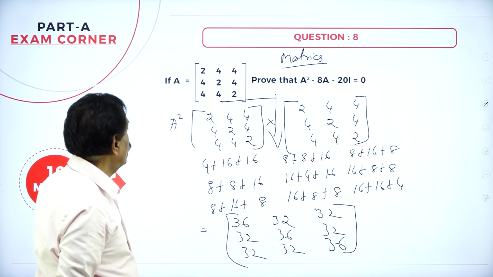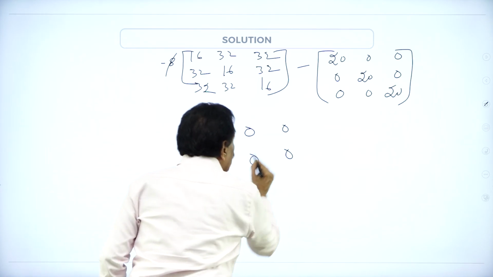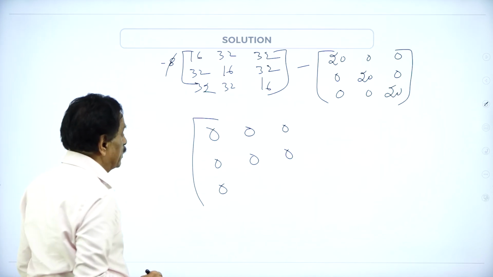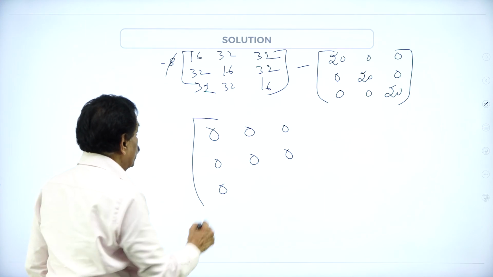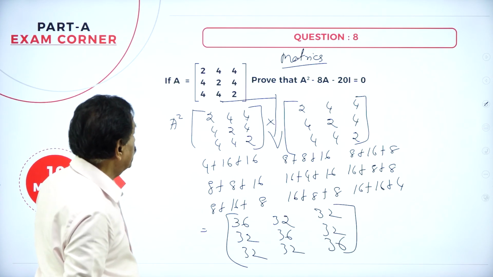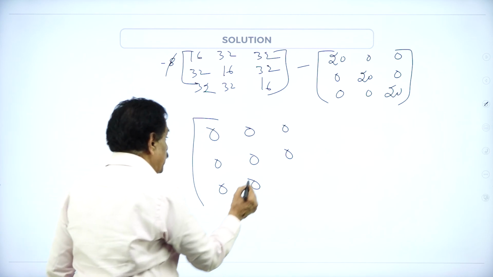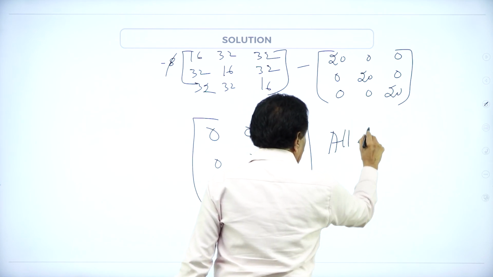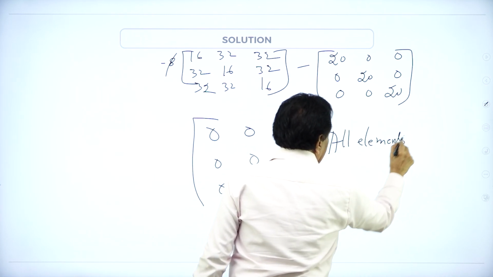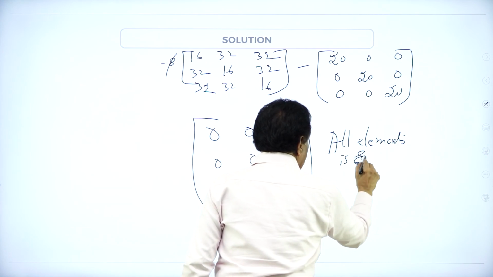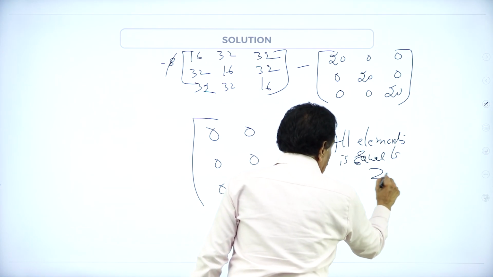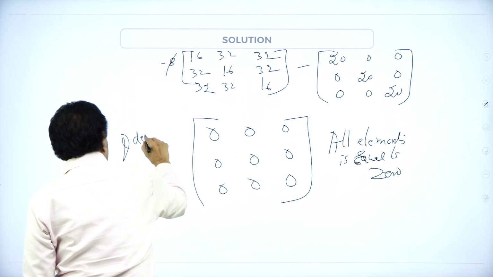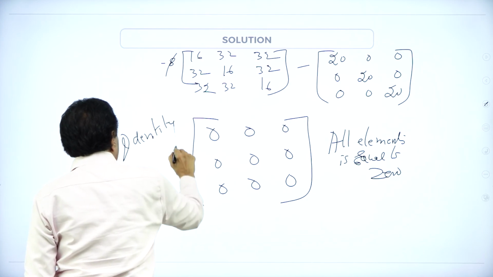Third line, 32 minus 32, minus 0 is 0. Next one, 32 minus 32 is 0. Then 32 minus 32 is 0. Last one, 36 minus 16 is 20, minus 20 is 0. All elements are equal to 0. This is called the null matrix.